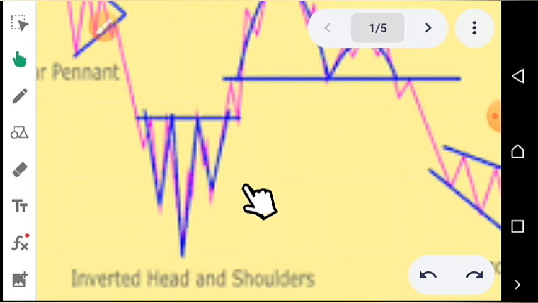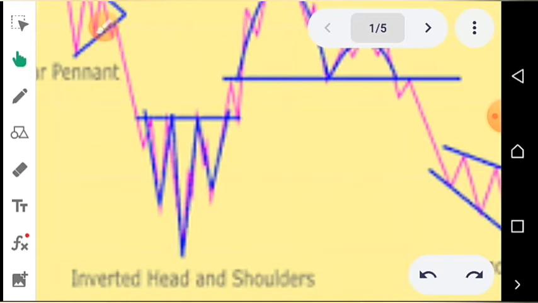But personally, know that if you enter your trade here, you're likely to come here and place your stop loss. If you want to be conservative, you place your stop loss here, above the last shoulder. Now you can see the length already. This is the length between here to here. It's very huge, very huge.